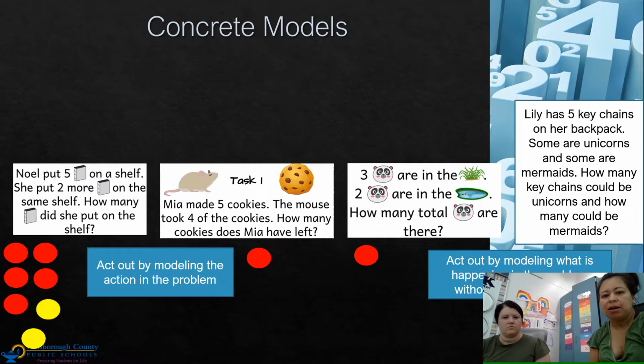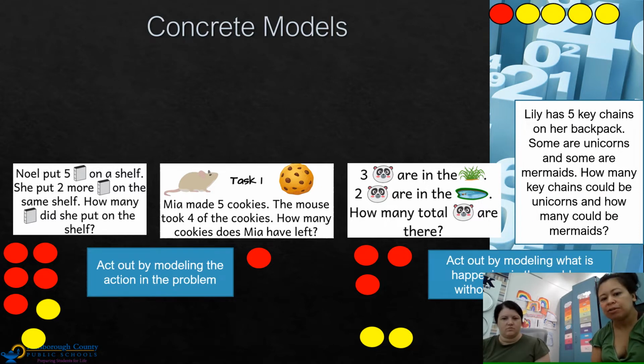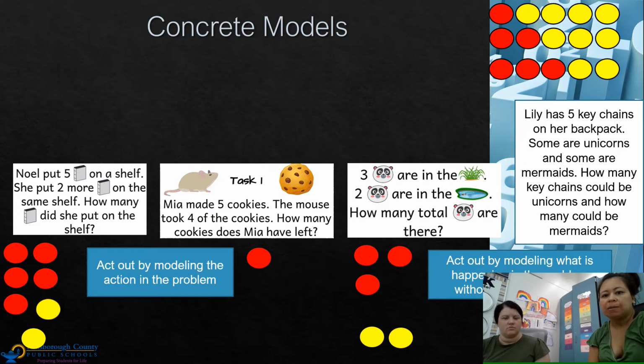And then again with the pandas, we have the red counters representing the pandas that are in the grass, the yellow counters representing the pandas that are in the pond, and then we have the counters representing the unicorns and mermaids on Lily's backpack.